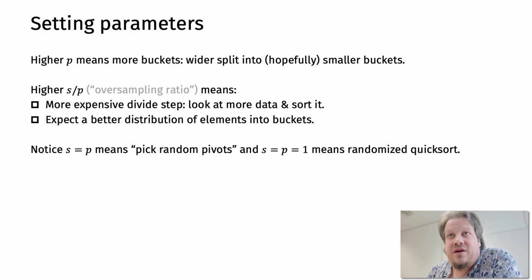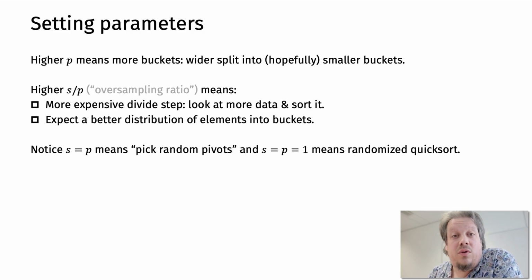At this point, I would like you to notice that if we pick S equals P, so there's basically no oversampling, then what we're doing is picking random pivots. And if S equals P equals 1, then actually what this reduces to is randomized quicksort, which I thought is kind of fun to notice.